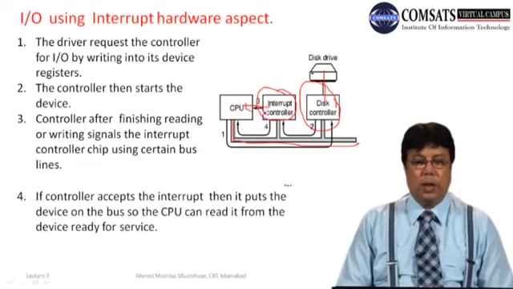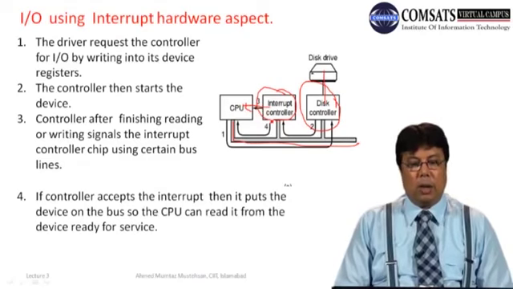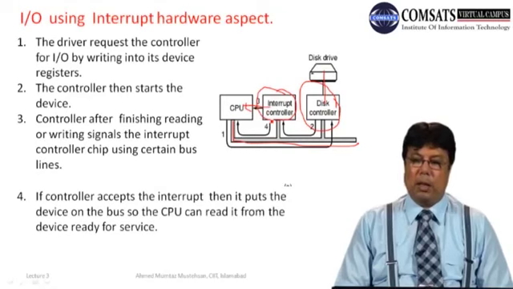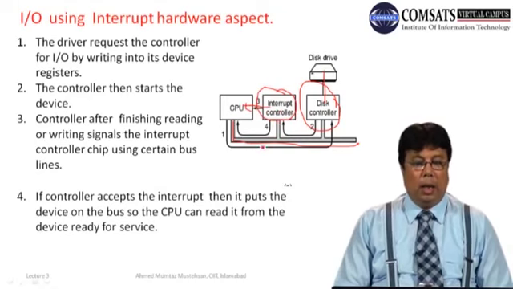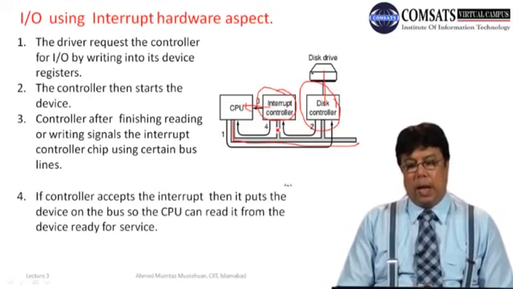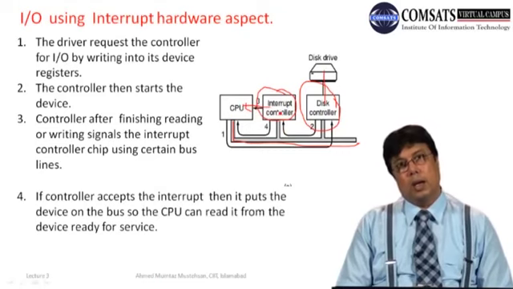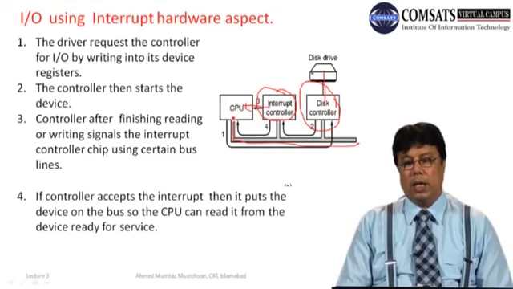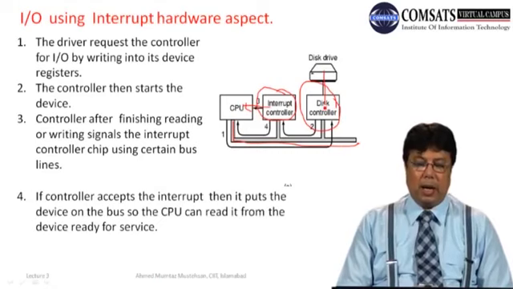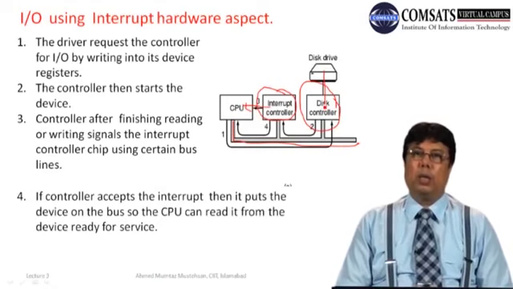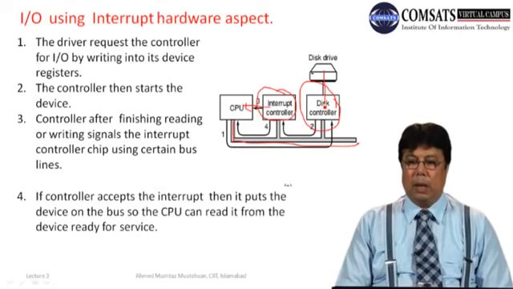Okay, the controller, after finishing reading or writing, signals the interrupt control chip using certain bus lines. Now, if the controller accepts the interrupt, then it puts the device on the bus. If the interrupt controller accepts the disk's request, then it says yes, okay, put the data here, and tells the CPU that the data is available, you can read the data directly from the bus, and it puts the device online.